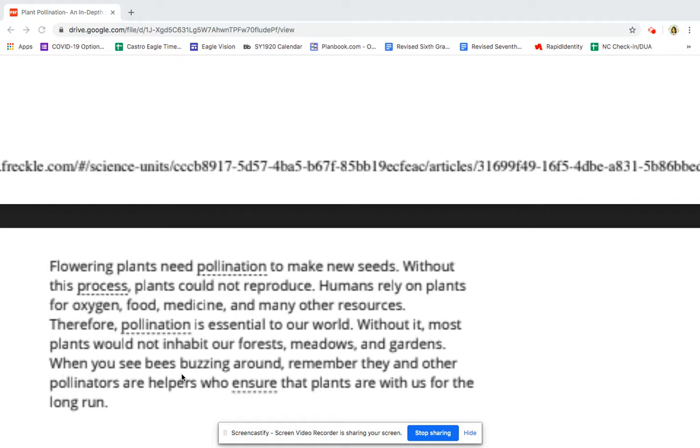When you see bees buzzing around, remember they and other pollinators are helpers to ensure that plants are with us for the long run.